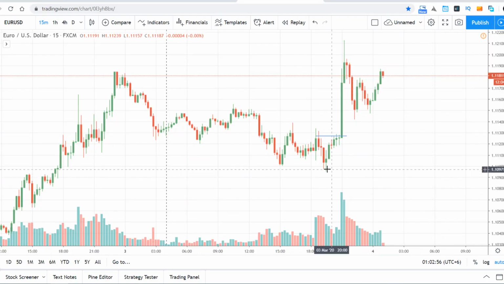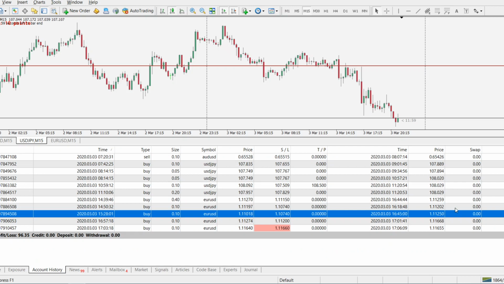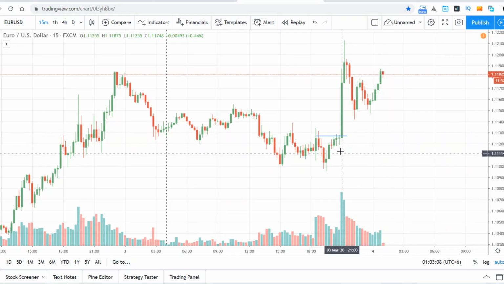This one I got over here. So it was a handsome amount of profit in pip value. So after I got out of this one, I was thinking what to do next.